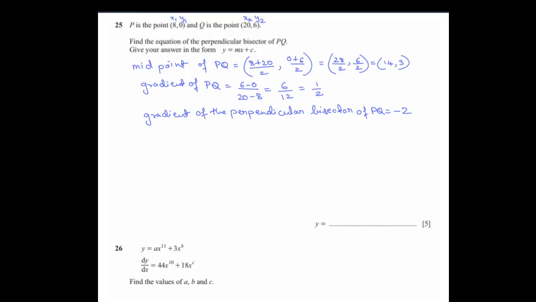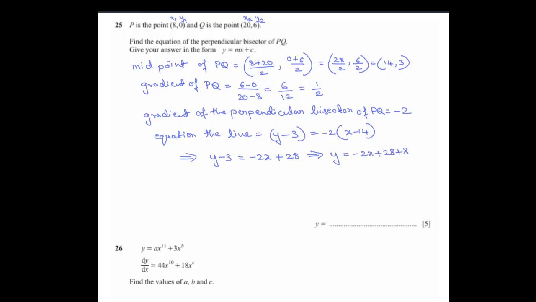Now we know the gradient, we know the point. Now we'll find the equation. So equation of the line is y minus the midpoint, y minus 3 is equal to m into x minus 14. Simplify. y minus 3 is equal to minus 2 into x minus 2 into 14, plus 28. Keeping y on the left hand side, bring 3 on the right hand side. You get y is equal to minus 2x plus 31. This is the answer.